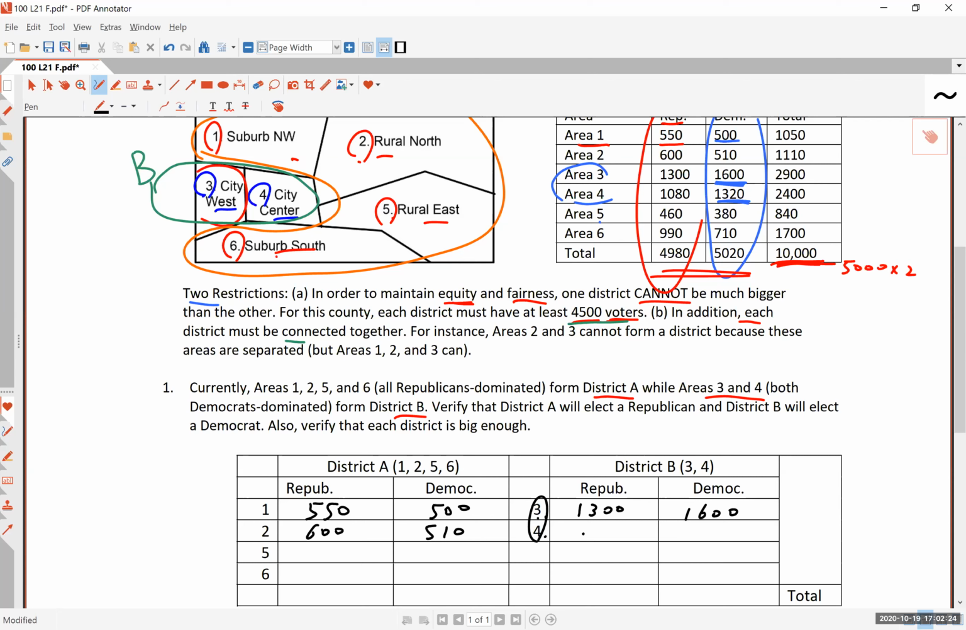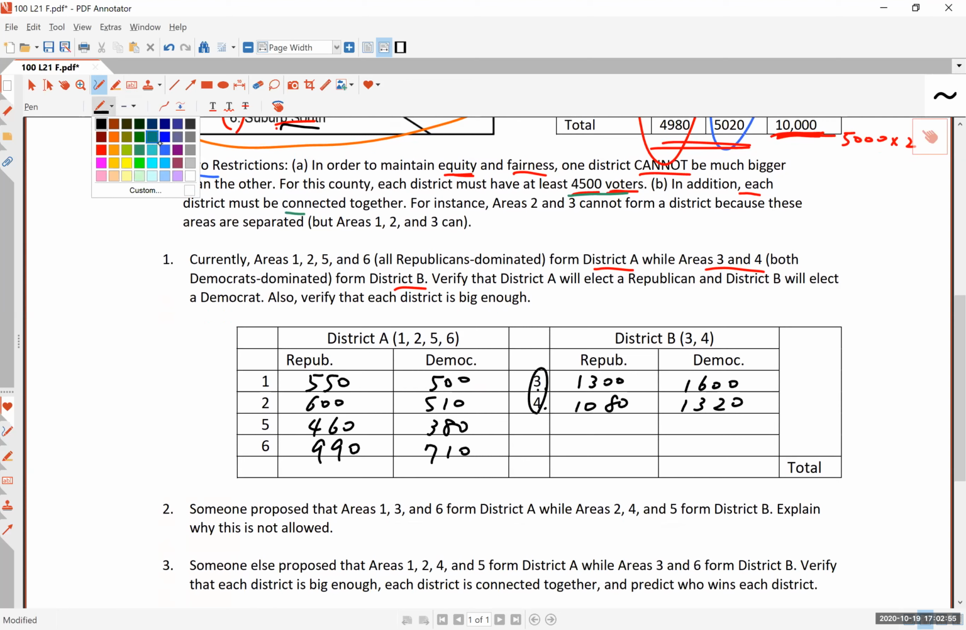Area 4, the city center, has 1,080 red party registered voters and 1,320 blue party registered voters. Let's go to 5, rural east, that has 460 red and 380 blue. Area 6, the suburb south, has 990 red and 710 blue. Let's go ahead and add them up and see what kind of numbers we come up with. Let's use a color that is neither blue nor red so that we can stay neutral.